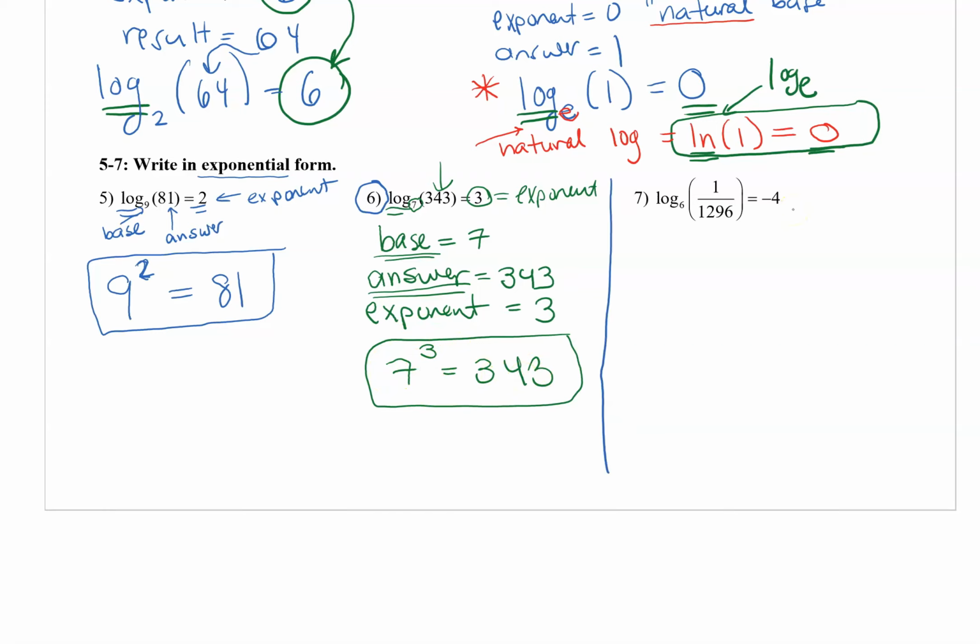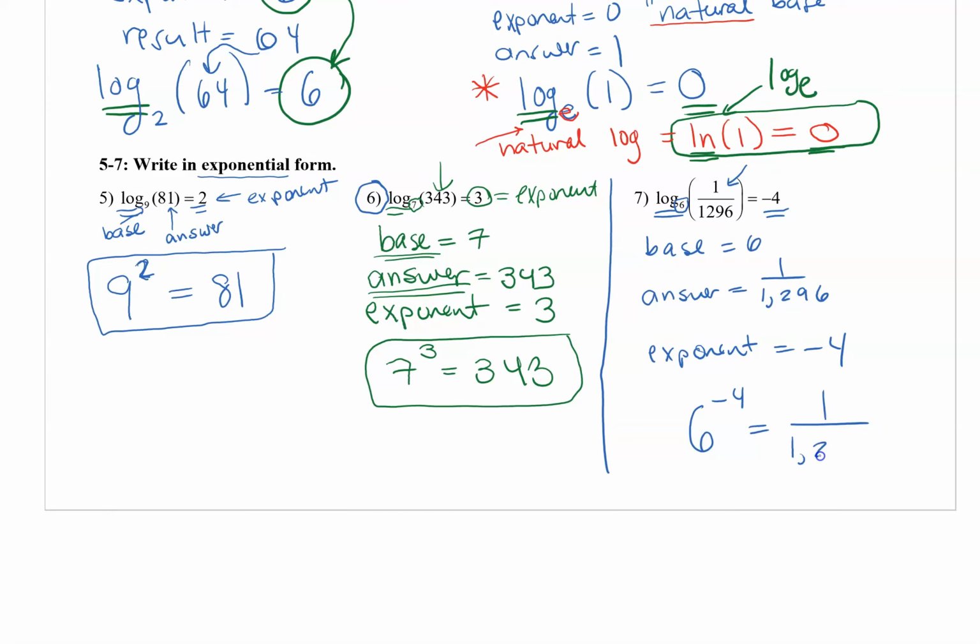Now in number 7, I can see my subscript is 6, so that would be my base. And the inside of the log is 1 over 1,296. And the exponent for that, because that was what the log equals, the exponent, is -4. So the exponential version of that would have my base as 6. My exponent now is the little superscript, and then that equals 1 over 1,296.